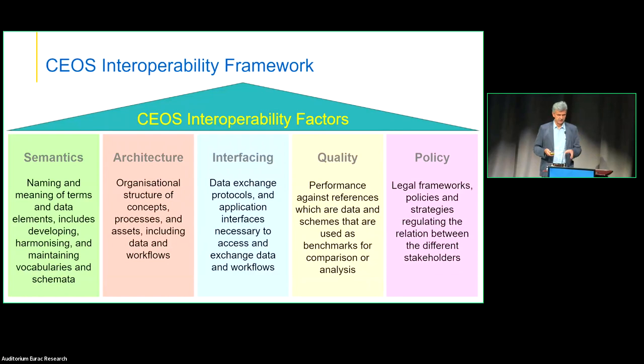This is still in draft, so it might change, but the factors that we have singled out in the framework for CEOS, for Earth observation, were the semantics, the architecture, the interfacing, quality, and policy. So these are the factors that we want to cover when we address interoperability. In the rest of this talk, I will talk primarily about the first two of those. There is a lot to say about the others.